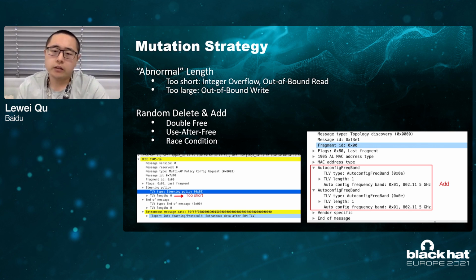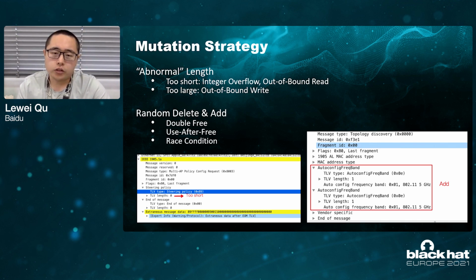Since the implementation of the target protocol is based on type length value, we could design a group of strategies to help fuzzing. First, we mutate the length field by changing the length to a too short value or too long value. We may trigger some memory corruption: a too short value could cause out-of-bound read or integer overflow, and a too long value could cause out-of-bound write security issues.